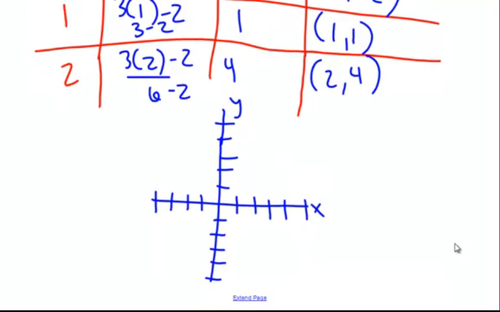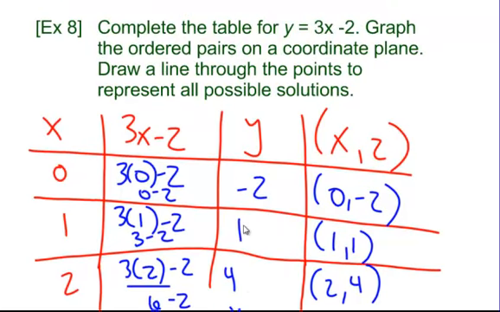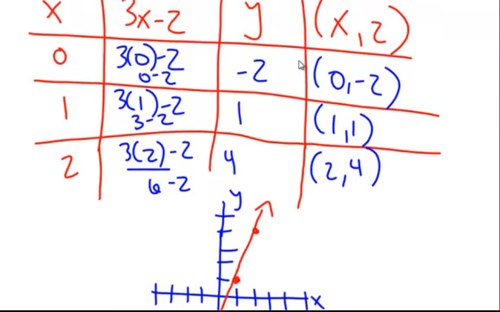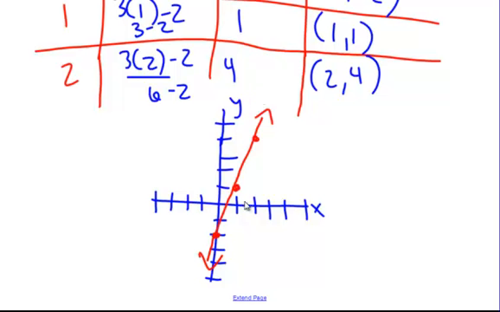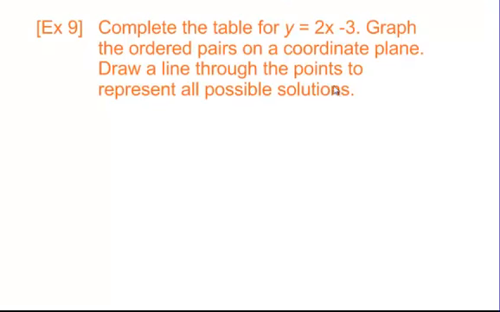So 0, negative 2 is my first point. So that's here. We did 0 on the x and went down 2. 1, 1 is my second point, so right 1, up 1. And 2, 4 is my third point. So we have a nice straight line here, and we connect them. Okay. And they should all line up. If we use the correct things, they should all line up because this line represents 3x minus 2. This thing is 3x minus 2. And all of those that we just figured out are solutions. Those are my points. Try number 9 on your own.